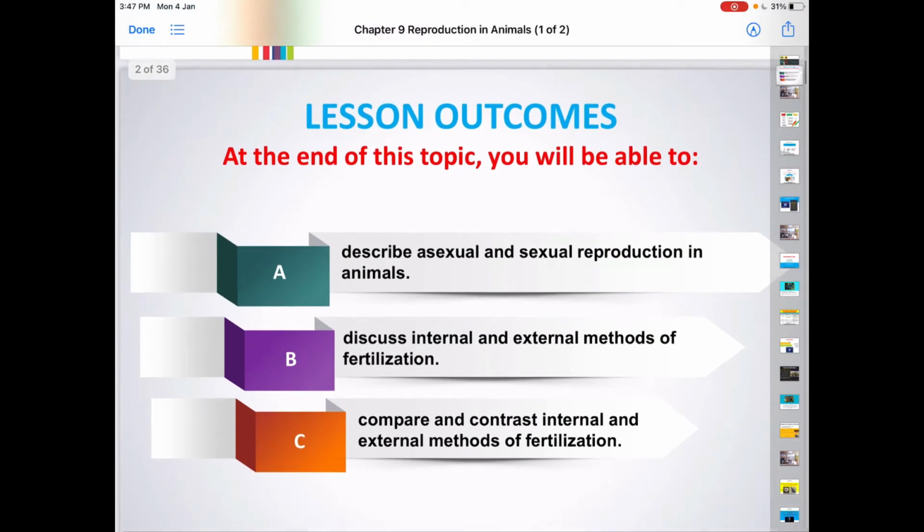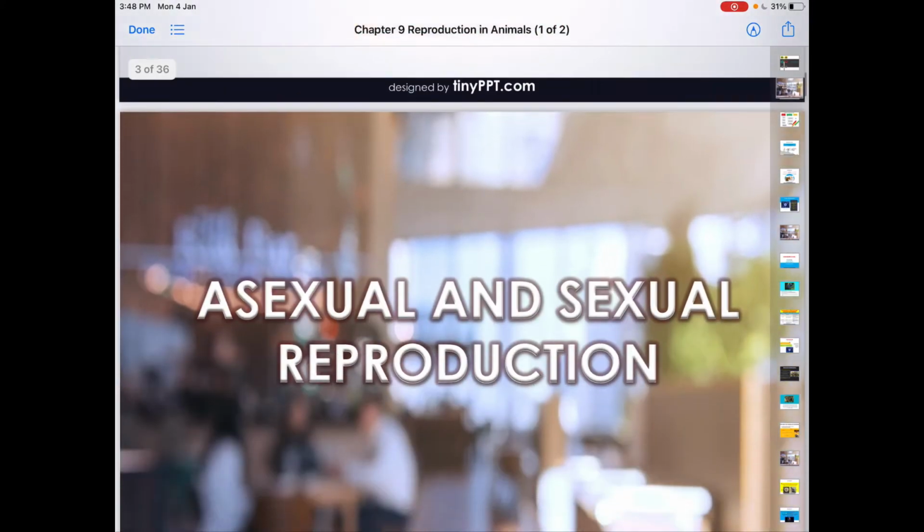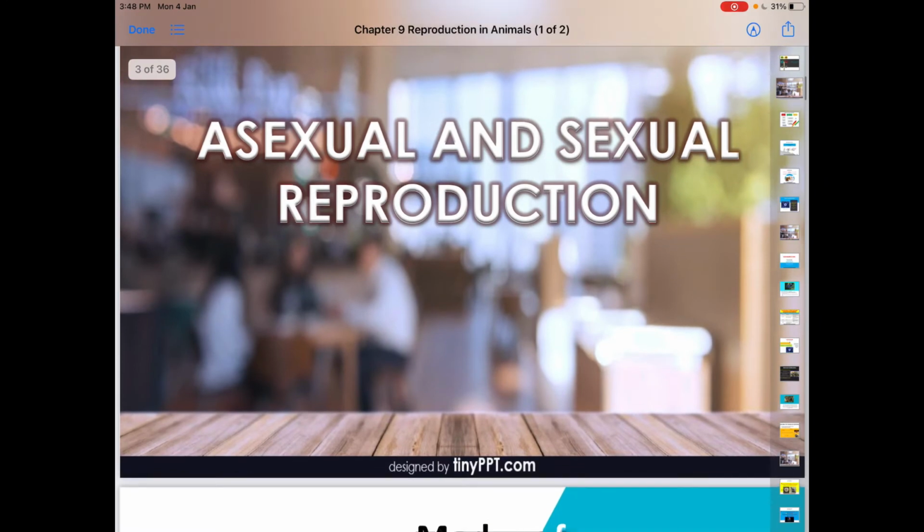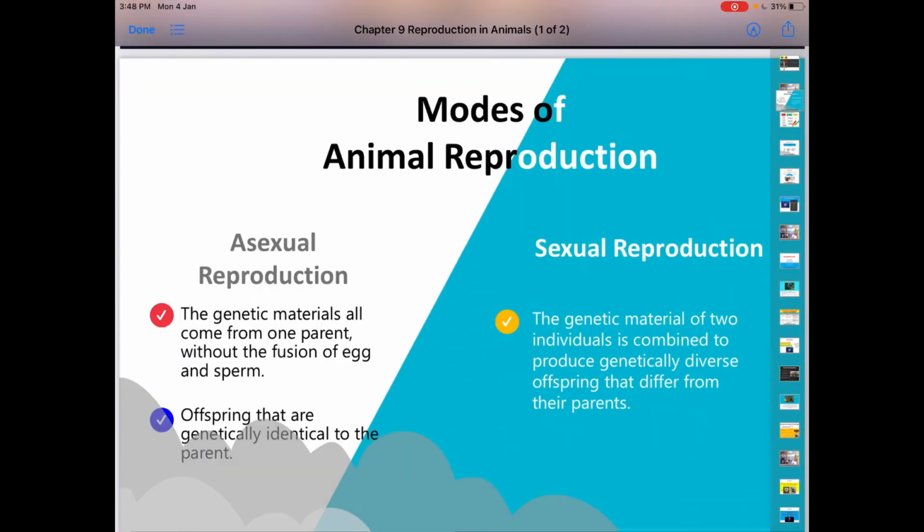Okay, for the lesson outcomes, you must be able to describe the asexual and sexual reproduction in animals. You must discuss the internal and external methods of fertilization and compare the internal and external methods of fertilization. So now we go into the first, asexual and sexual reproduction.